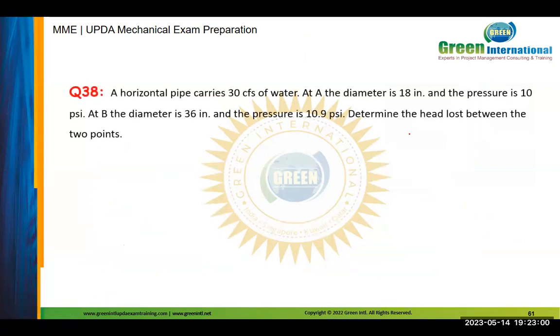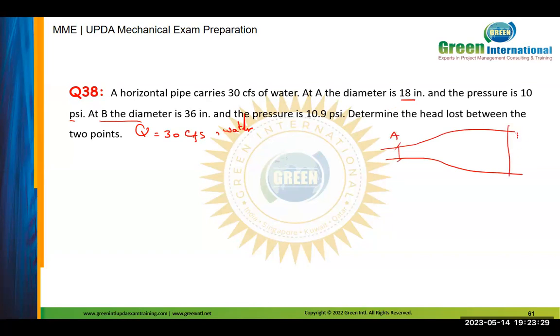A horizontal pipe carries 30 cubic feet per second of water. So this is Q. The pipe is water. At A, the diameter is 18-inch and the pressure is 10 psi. At B, the diameter is 36. So we have two different diameters: the diameter at A and the diameter at B. This is the A cross section. This is the B cross section.